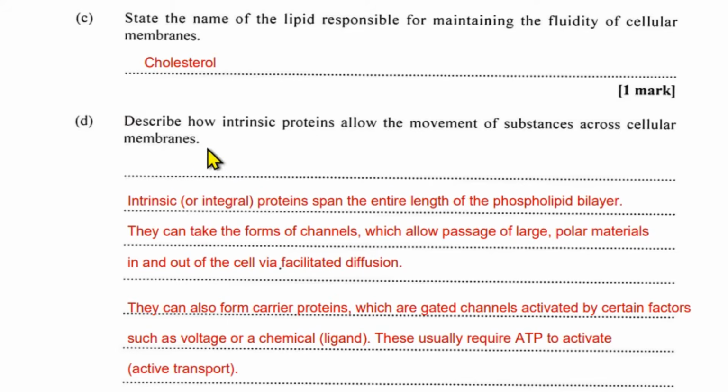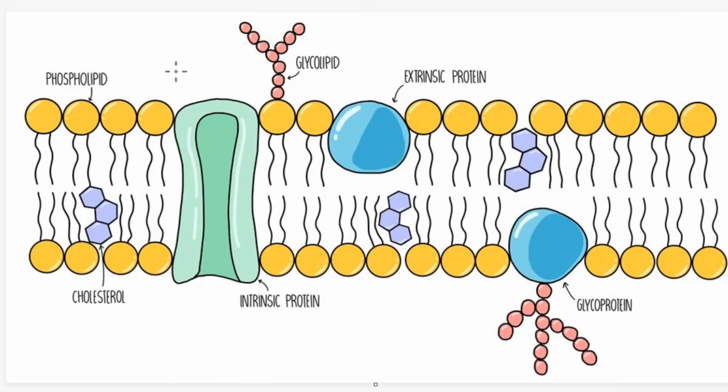D. Describe how intrinsic proteins allow the movement of substances across cellular membranes. Here we have a phospholipid bilayer, and we have 2 types of proteins that would be here. We have extrinsic proteins, and those would be on the periphery, on the outside. They basically would not span the entire bilayer, and typically you would have proteins or lipids attached to this called glycoproteins or glycolipids. However, intrinsic proteins, those are the proteins that span the entire width of the bilayer.